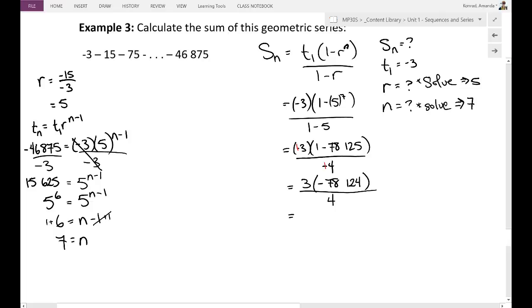At this point, I am definitely using a calculator. $58,593, and that is S7. And again, that's because this is the 7th term, based on what we did over here on the left.